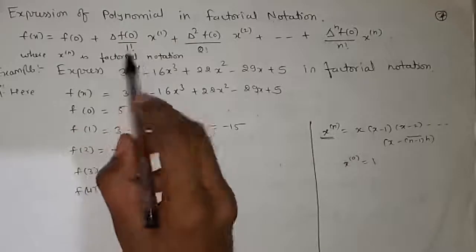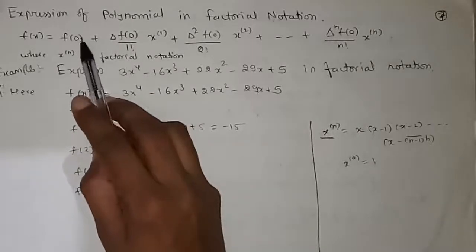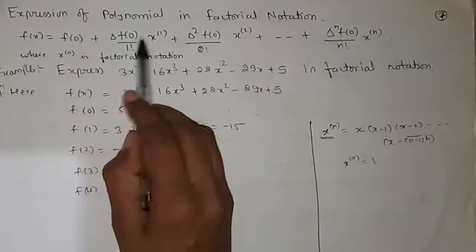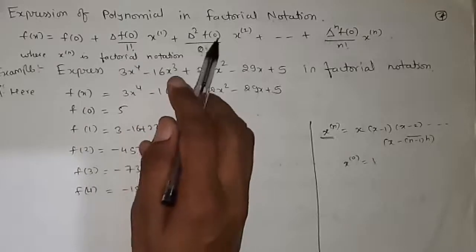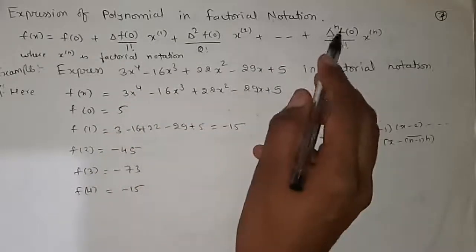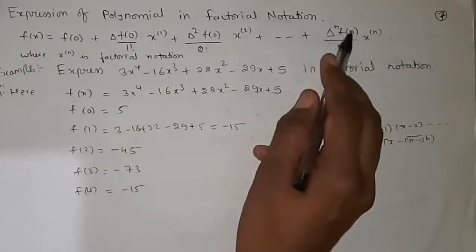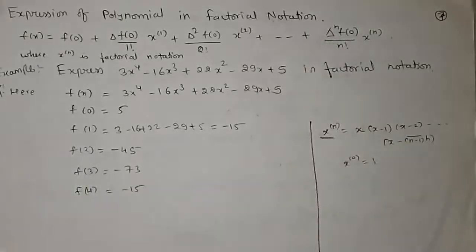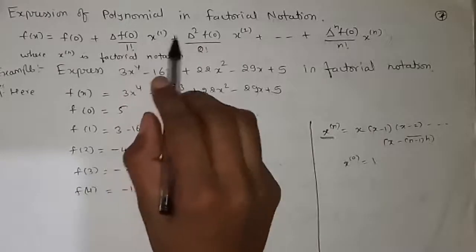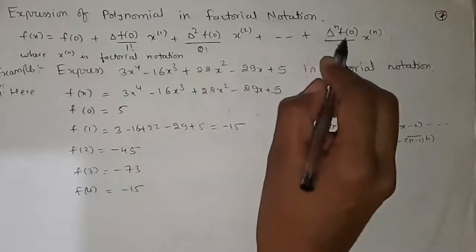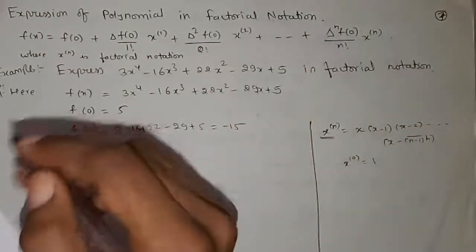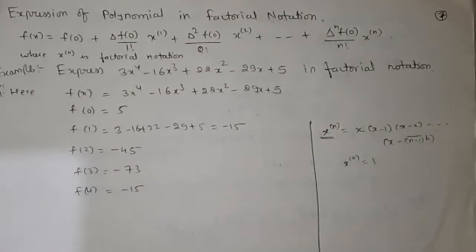See, we can see this: what is f of 0, delta square f of 0, delta f of 0, delta to the power n f of 0. These are nothing but our values in the difference table. What we get in the difference table was nothing but delta f of 0, delta square f of 0, delta cube f of 0 and so on. So we will first use the difference table to solve this type of question.